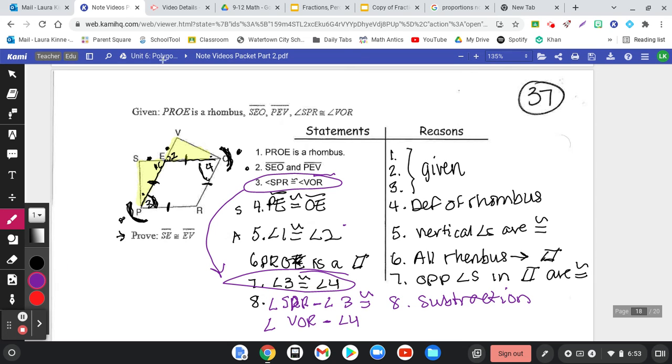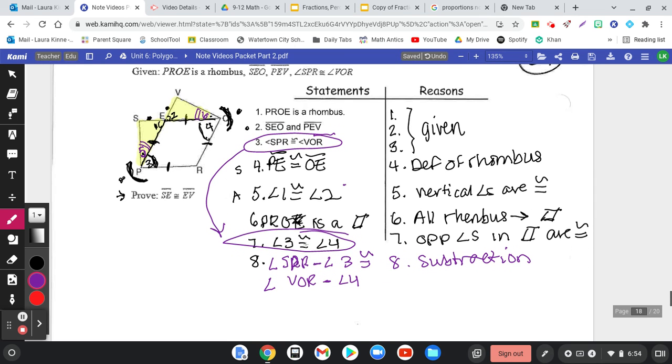Sorry, that's sloppy. So again, I'm just saying angle SPR minus angle 3 right here is the same as taking angle VOR and subtracting angle 4. And what we're left with is angle 5 being congruent to angle 6. And then we can prove that the two triangles are congruent by angle side angle. So we're almost done. So when we actually subtract those, angle 5 is congruent to angle 6. And again, I'm using angle 5 and 6 instead of saying angle SPE and angle VOE. All right, if you just label each one clearly, you can do that.